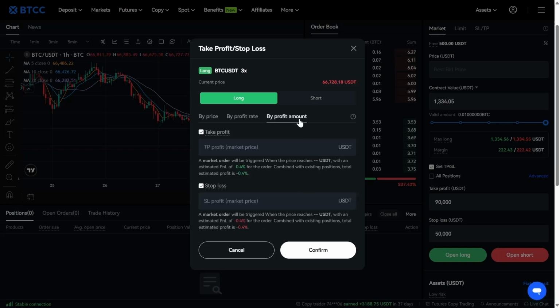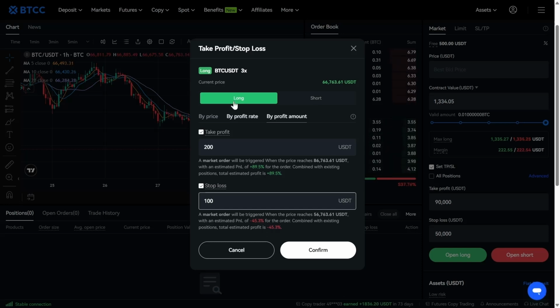The third option is by profit amount. If we have an amount in mind that we want to make, let's say $200, this is the price BTC would be at, and our estimated profit rate. For our stop loss, I don't want to lose more than $100. Again, the price BTC would be at, and our estimated profit rate.